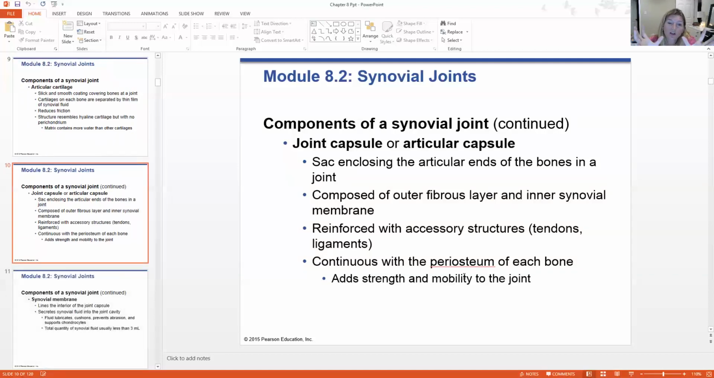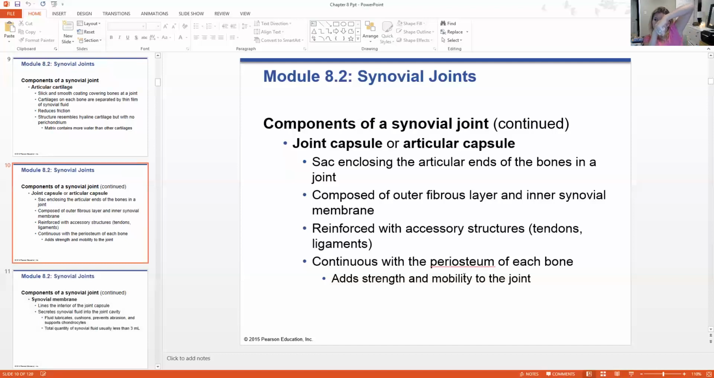So along with the articular cartilage, we also have the joint capsule or the articular capsule. This is basically a sac that encloses the ends of the bones themselves. So imagine the two bones coming together, and then around that area is basically a little bubble that holds the fluid. The ends of the bones are covered with the articular cartilage. It has an outer fibrous layer, an inner synovial membrane, and there's accessory structures in there like tendons and ligaments. And this joint capsule is continuous with the periosteum of the bone.